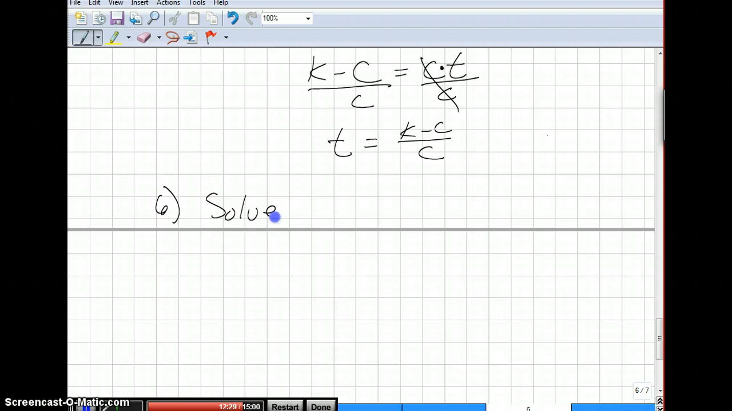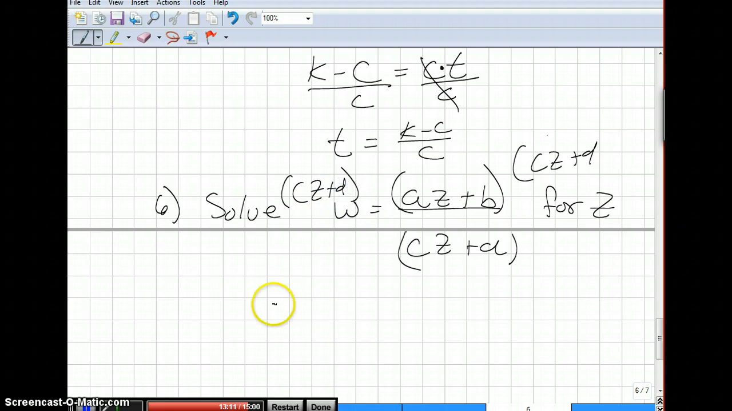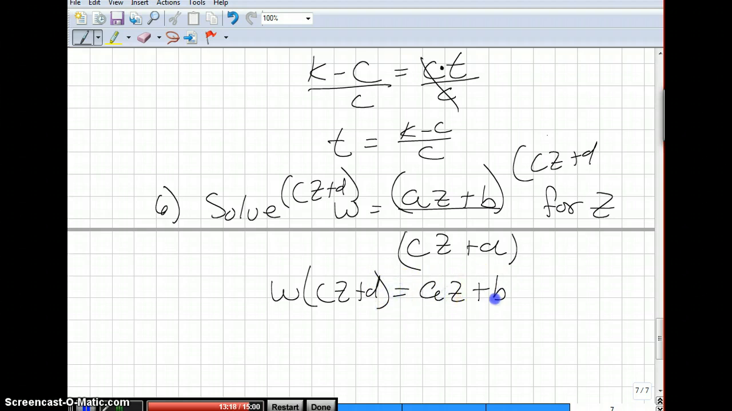Let's solve w equals (az plus b) all over (cz plus d) for z. Okay, step number one, we need to get the z out of the denominator. So what we want to do is get rid of this denominator. So we're going to multiply both sides of the equation by the denominator. So put this in parentheses, and we're going to multiply this side by cz plus d, and we're going to multiply the w by cz plus d. So that's going to give us w times (cz plus d) equals az plus b.